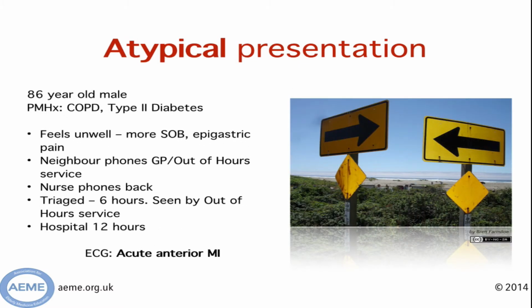Compare this to an 86-year-old man who has a background of type 2 diabetes and chronic obstructive airways disease. One day he feels unwell, is more short of breath than usual and has some epigastric discomfort. A neighbour calls in, thinks he looks unwell and not his normal self, and she calls out the GP. She gets put through to an out-of-hours service and a nurse phones back after an hour. She goes through a symptom list. He does not sound very urgent and gets triaged to a 6-hour visit from an out-of-hours doctor. He was eventually seen, by which time it was fairly late at night.